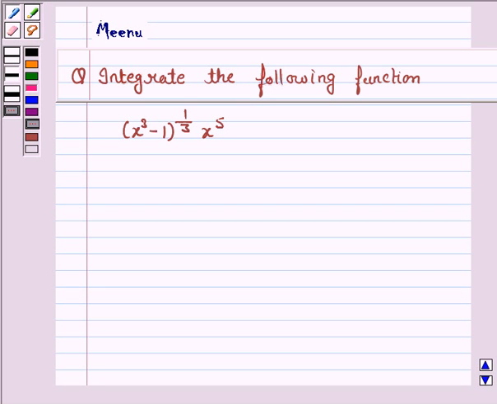Hello students, let's solve the following problem of integration. We have to integrate the function (x cubed minus 1) whole to the power 1 by 3 into x to the power 5. Let us now proceed with the solution.